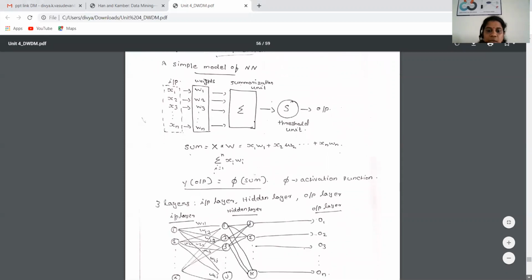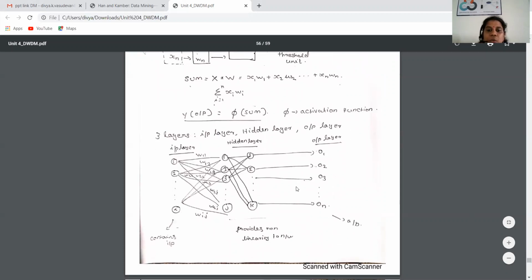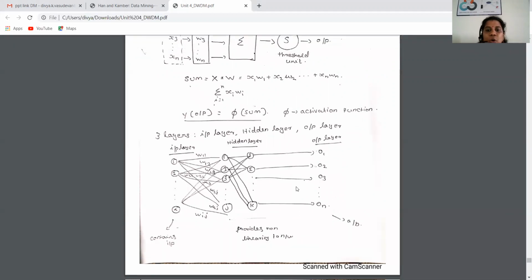In more detail, we can represent a neural network in the following way. A neural network mainly consists of three layers: input layer, hidden layer, and output layer. The input layer has the set of inputs, here shown as 1, 2, etc., I. And the output layer consists of the set of outputs O1, O2, O3, etc., On.